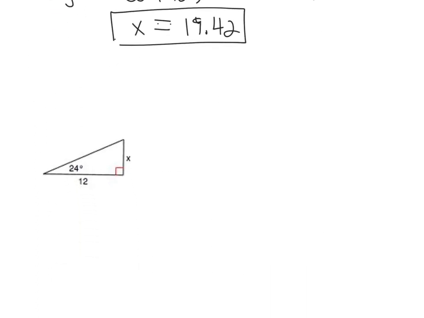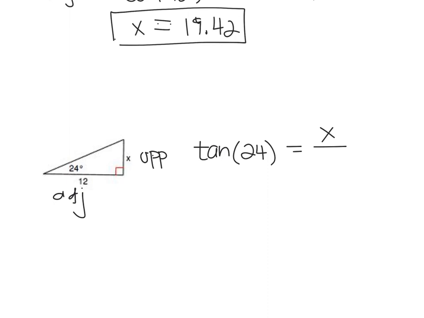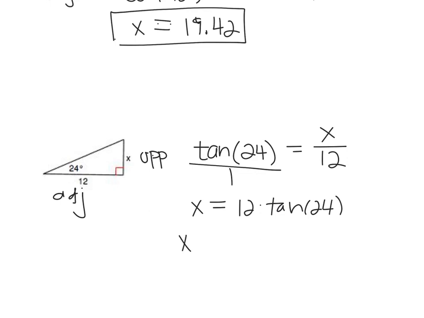Last example, we have a right triangle with a 24-degree angle, our missing side x, and a side of 12. The side x is the opposite side to our 24-degree angle, and the side of length 12 is the adjacent side. The trig ratio that uses opposite and adjacent is tangent. So we have tangent of 24 equals our opposite side x over our adjacent side 12. Put tangent of 24 over 1. We cross multiply. We get x equals 12 times the tangent of 24. Using a calculator to evaluate, we end up with x equals 5.34.